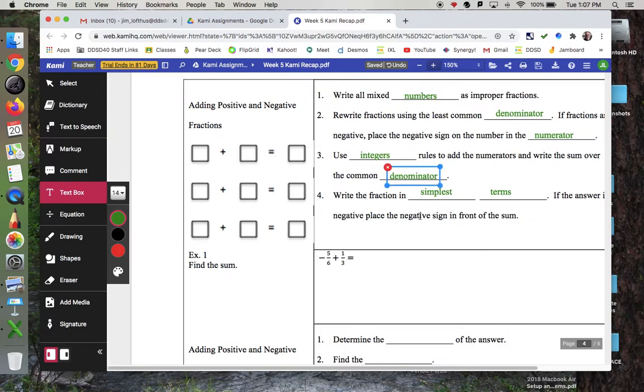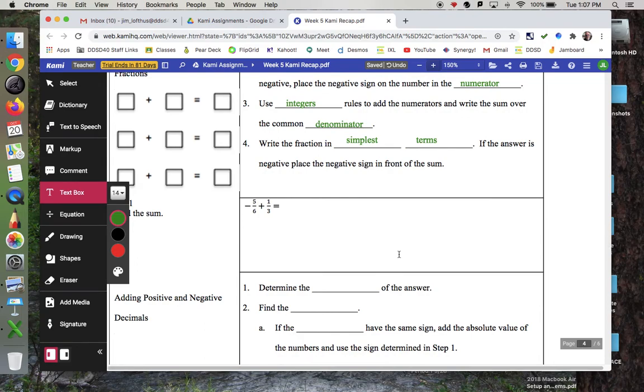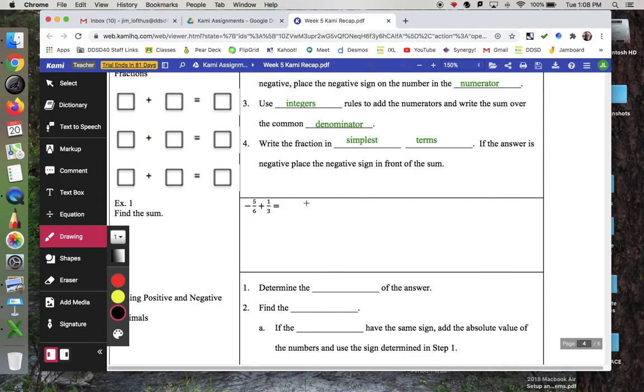Zoom in a little closer. You can see a little bit better. So we don't have an improper fraction here, so we can just go ahead and get started. We have -5/6 and 1/3. The common denominator is going to be 6, so we can take 1/3 and change that into 2/6. So we have -5/6 plus 2/6, and I'm going to rewrite that and really make it obvious that the negative goes with the 5, the numerator.